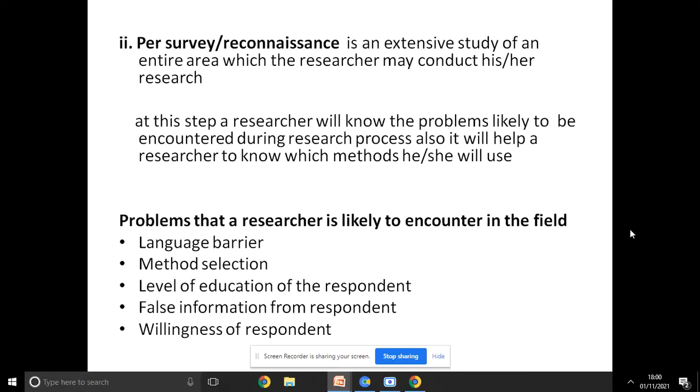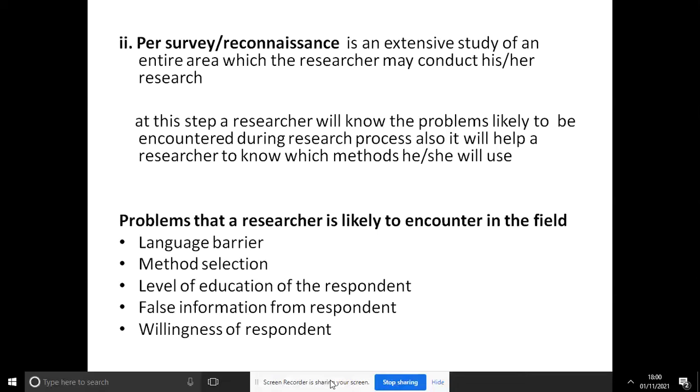Maybe the researcher might find that there is a language barrier. As you know, the majority of people in our country speak Kiswahili, and the research maybe is going to be conducted in the English language. So if he's going to use the questionnaire method, the questionnaires are supposed to be translated. So there are some problems the researcher is likely to encounter in the field. One is language barrier. Some of us do not even speak English when we are speaking in our mother tongue.